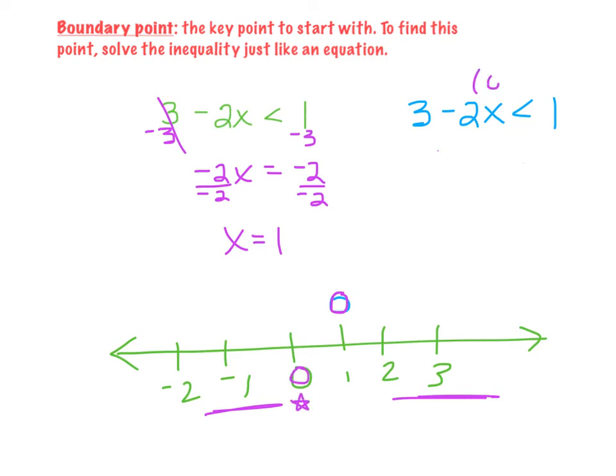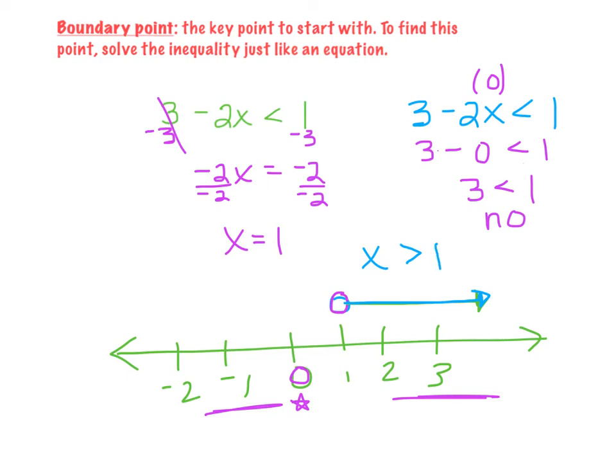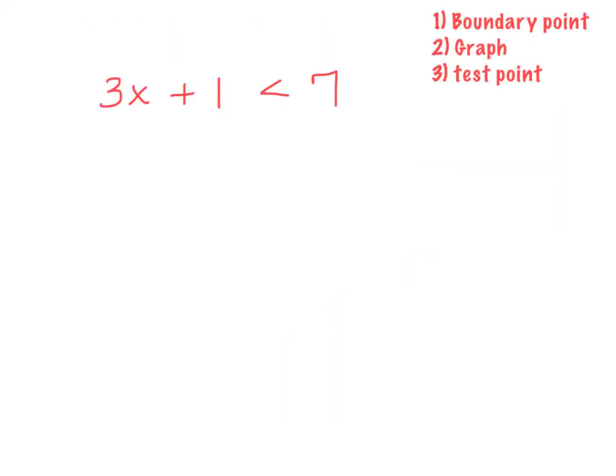I'm going to plug 0 in here. So 3 minus 2 times 0 is 0, is less than 1. 3 minus 0 is 3, less than 1? No, that's not right. So 0 and the smaller numbers don't work, so it has to be all the numbers bigger than 1 that work in this. If I was going to draw this, it's every number bigger than 1. So my solution is every number bigger than 1, but it doesn't include 1. All right, let's try one more.